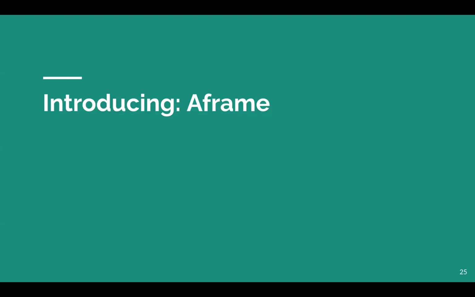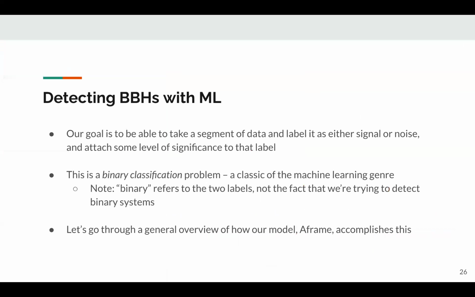So let me introduce A-frame, which is the model that we have developed for detecting these systems. Our goal is to be able to take a segment of data, say some seconds of time series data, and label that segment as either signal or noise, and also attach some level of significance to that label. We want to say, how confident are we in assigning this label to this segment? This is what's known as a binary classification problem. It is pretty common in machine learning to want to do this sort of task. You can think of labeling cats versus dogs or whatever else. So I'll go through a general overview of how A-frame accomplishes this.